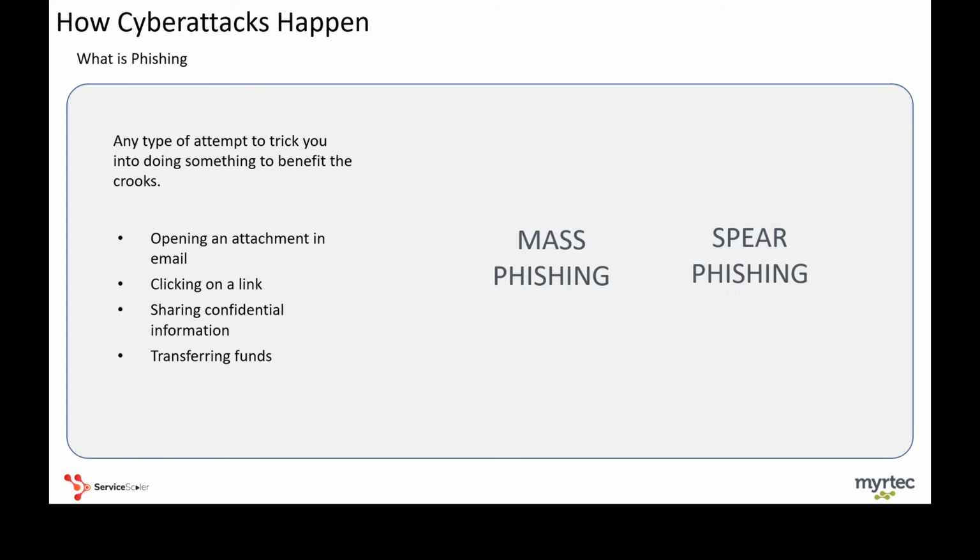So, a little bit about the types of phishing that you have. Phishing is literally any attempt to trick you into doing something to benefit someone else or the criminals. So opening an attachment in an email, clicking on a link, sharing confidential information like your username and password, or transferring money. There's two different types. Mass phishing, which is just the generic ones that say, hi, account holder, things like that.